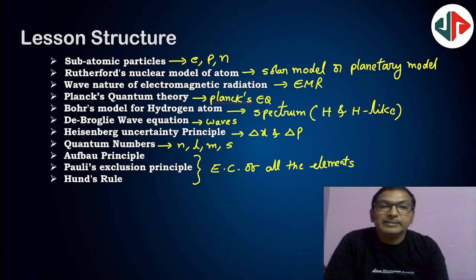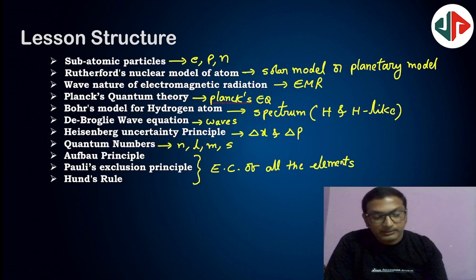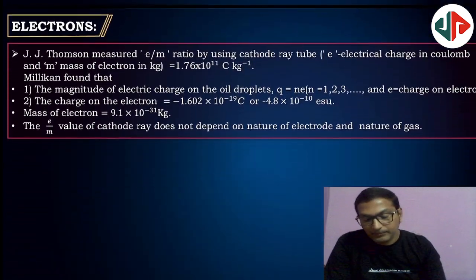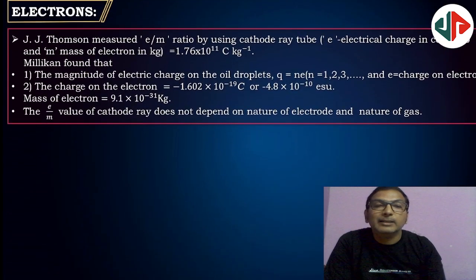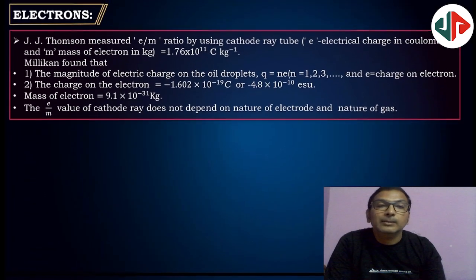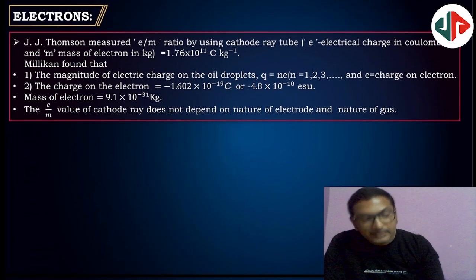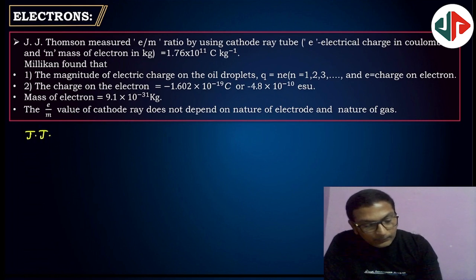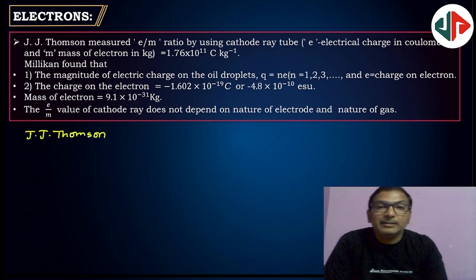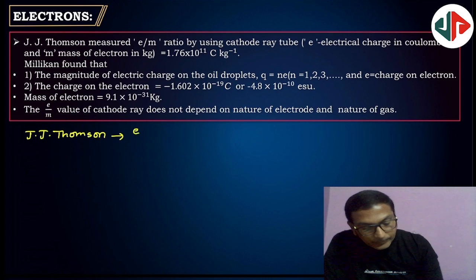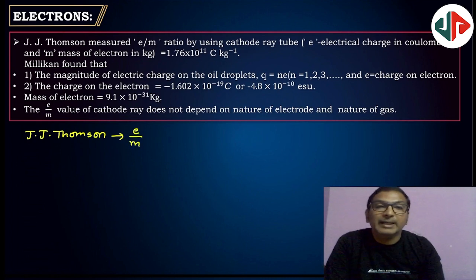So these are the subtopics of atomic structure. We will discuss one by one. So first subtopic is about electrons. Electrons were discovered by J.J. Thomson. J.J. Thomson calculated e by m value of cathode rays or electrons by using cathode ray tube experiment or discharge tube experiment.